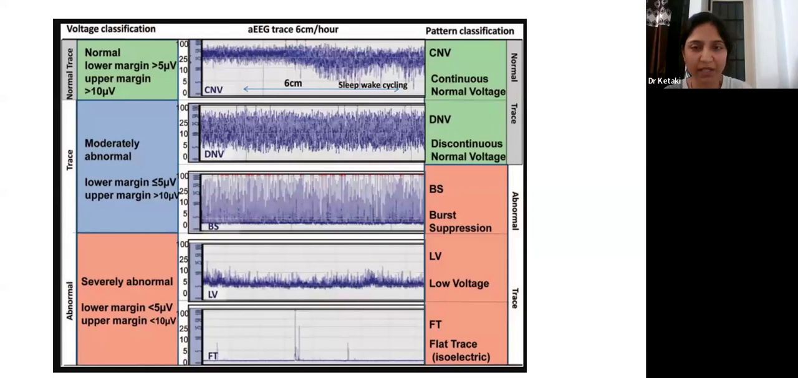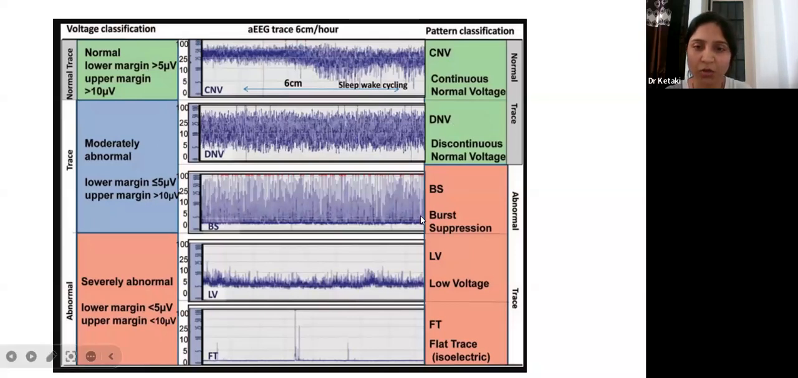See, even if you don't remember anything, if we just remember this chart, that is fair enough. More than 5, more than 10, it is normal. And as you can see here, this is the sleep-wake cycle. Obviously, the lower limit should be more than 5, and the upper limit should be more than 10. But what happens in the discontinuous normal voltage? What can you see here? The lower limit is less than 5, and the upper limit is more than 10.